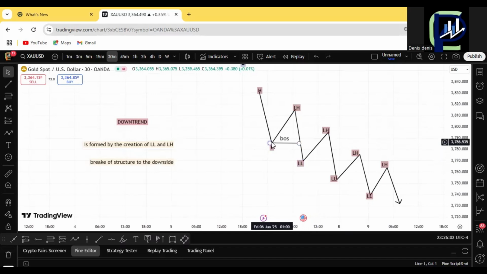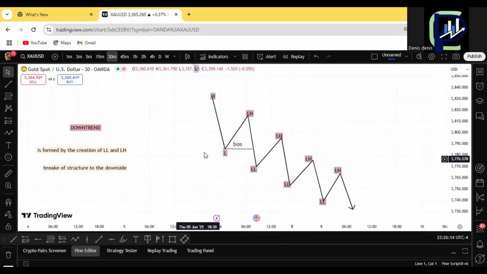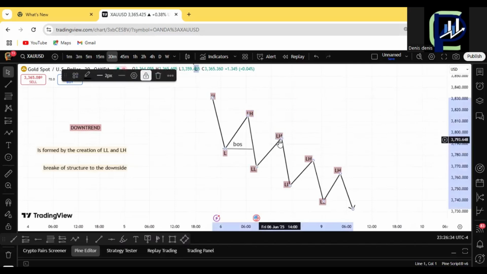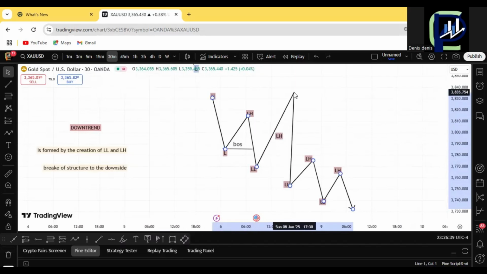So if we have the consistent creation of lower highs and lower lows, that one we are going to call a downtrend. And it's also like the previous one, the uptrend, we said we create by breaking structure. So if we break structure here to the downside, we are expecting a lower low, and then the market comes, it should not go above this previous high. If market comes, we do not want to see this market breaking above this previous high. We don't want it to come and do that.